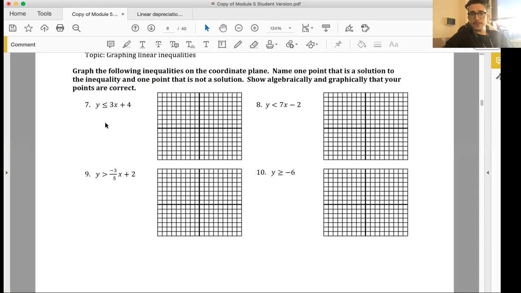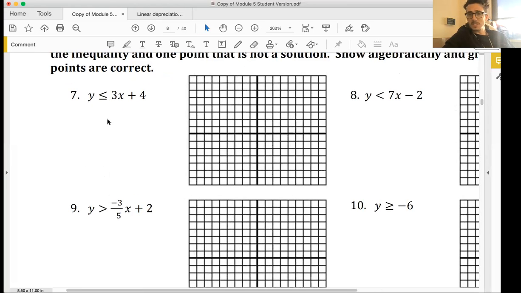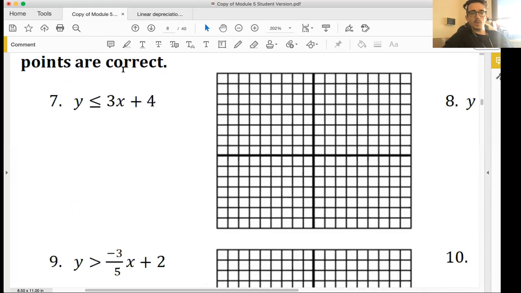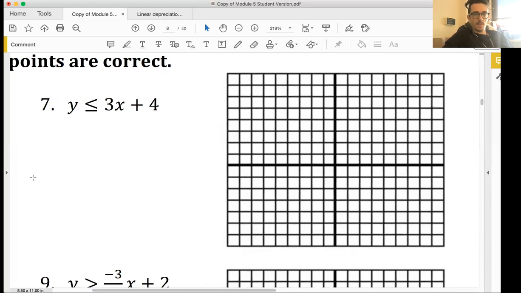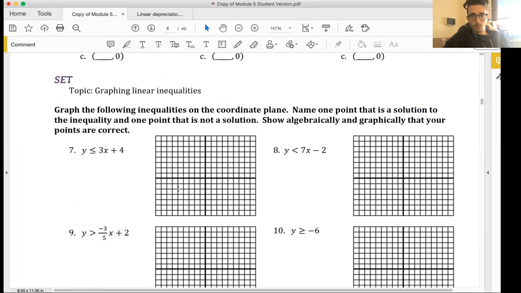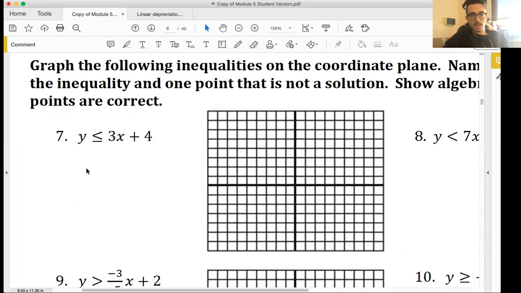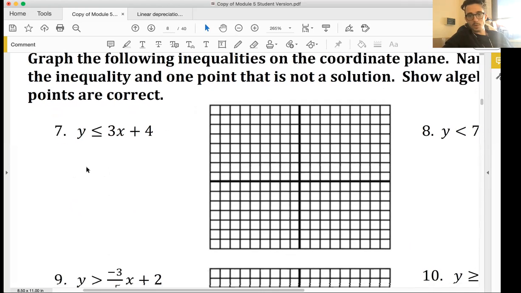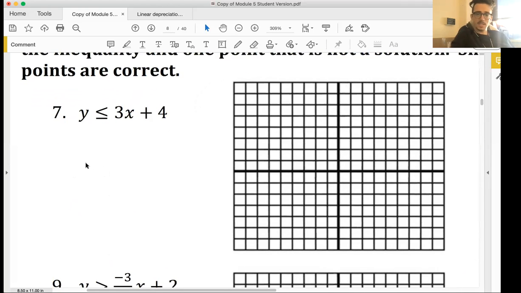Remember all that graphing review that we did in 5.1? It's coming back again. Here we are. We're now graphing a linear inequality, and we are going to be making a note of algebraically and graphically points that are correct. So one that is a solution, one that's not a solution. We'll start with 7. When I look at 7, I'm pretty much going to go about graphing this similar to if this was just y equals 3x plus 4. Don't let that inequality fool you too much.